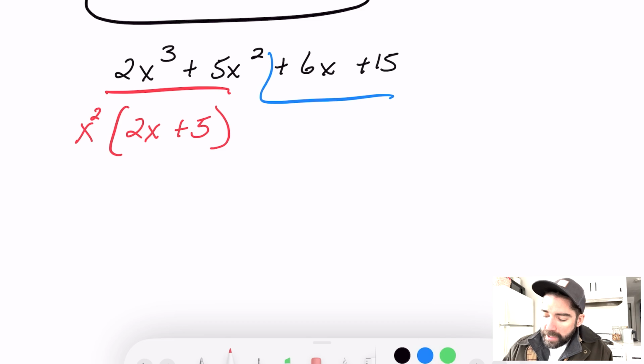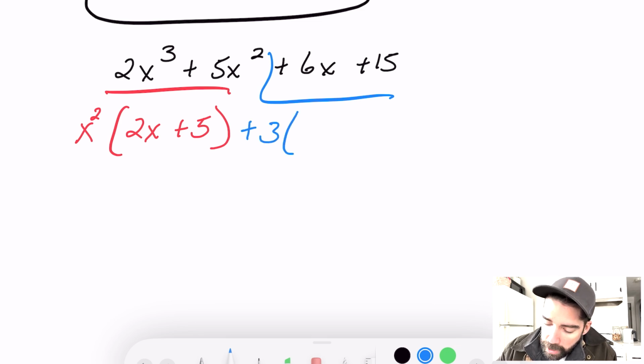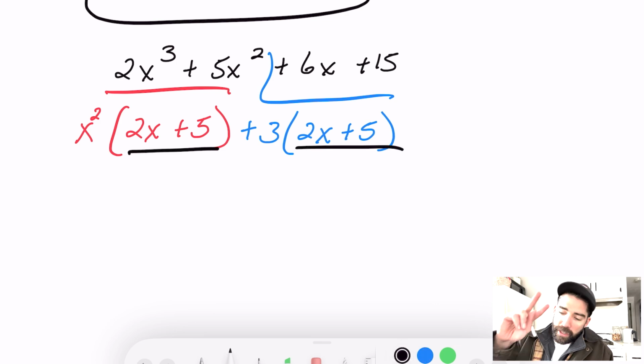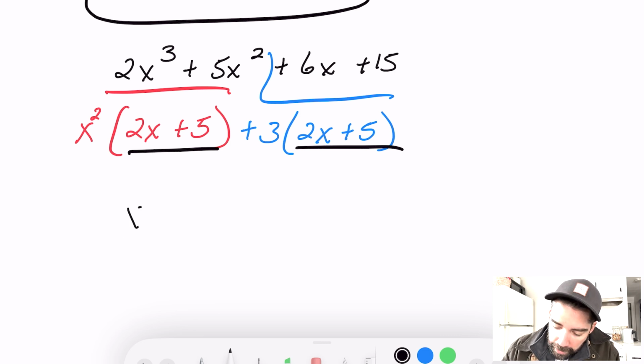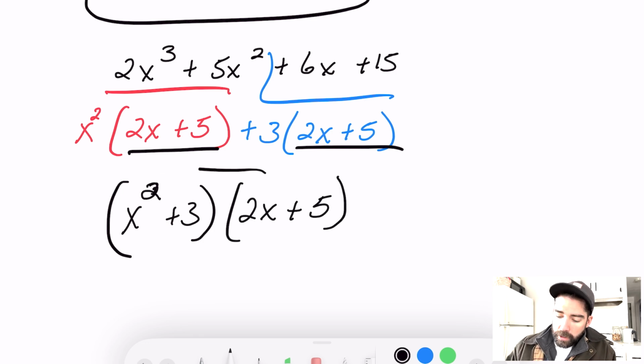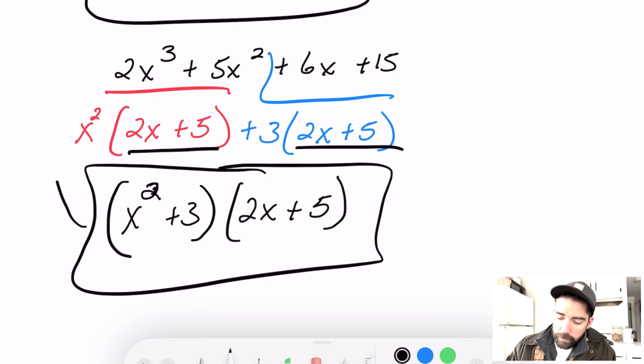And for the 6x and 15, we can't take out an x, but we can take out a 3. So if I take out a positive 3, I'm left with 2x plus 5. And guess what? It has landed the way it's supposed to land, 2x plus 5 in both spots. So we have our answer, right? We take x squared plus 3 and 2x plus 5. That is our factored out form of this guy.